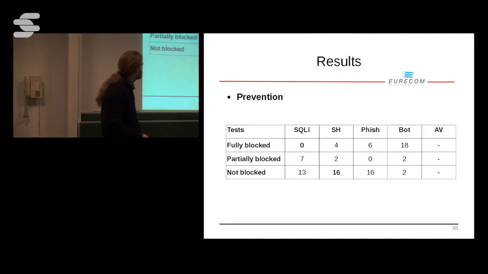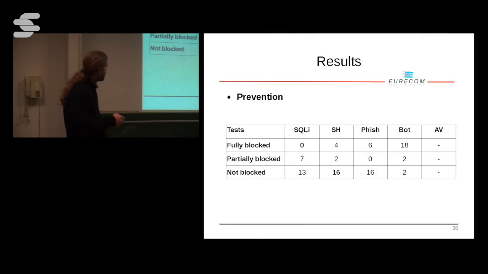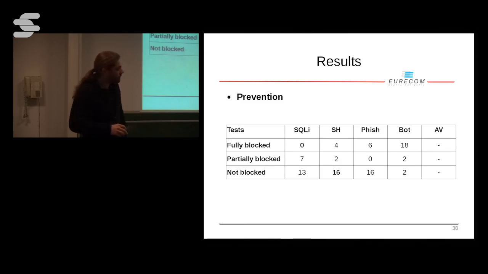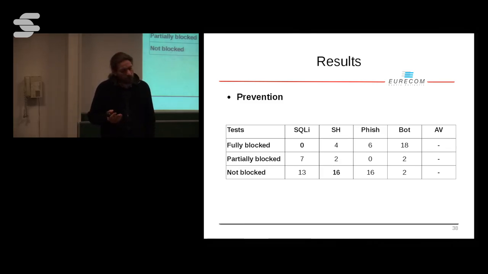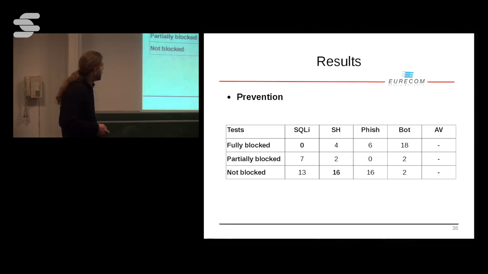So in terms of prevention, we see some blocked requests, and some that were partially blocked. Typically for SQL injection, some SQL requests were obfuscated, right? And then once they were obfuscated, they were not blocked anymore.